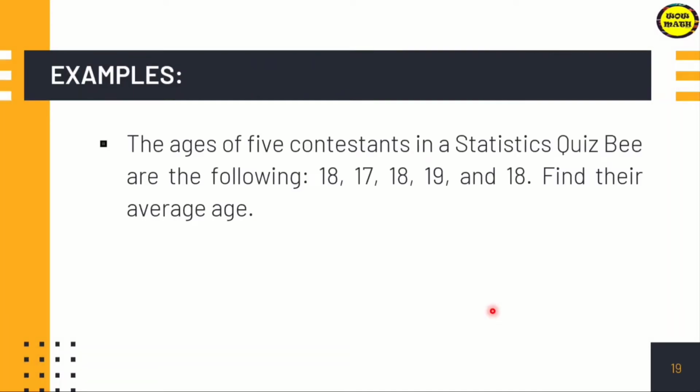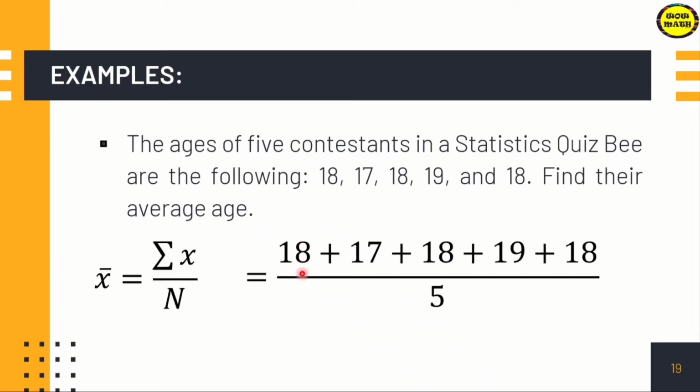Another example: the ages of 5 contestants in Statistics Quiz B are the following: 18, 17, 18, 19, and 18. Find their average age. We're going to add first 18 plus 17 plus 18 plus 19 plus 18, and that is 90. So 90 divided by 5, the answer is 18.